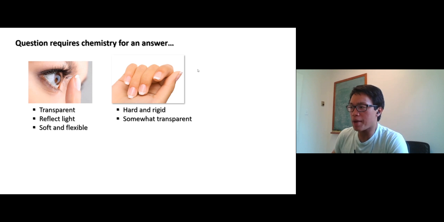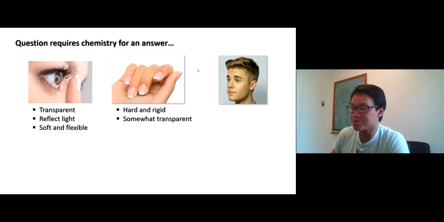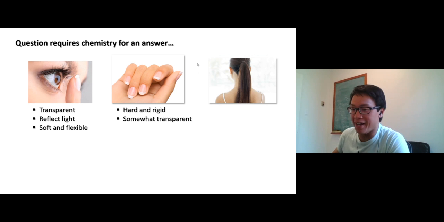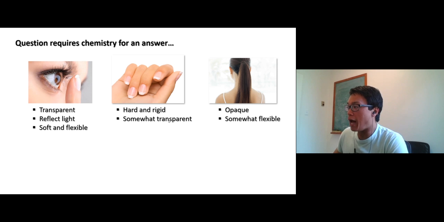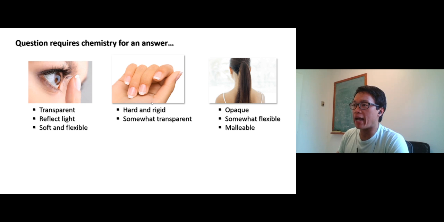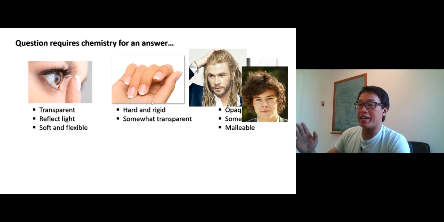Somewhat transparent, right? And hair. That's my sense of humor. All right, hair. What's the property of hair? Opaque, so light cannot go through it. Somewhat flexible and malleable. You know what malleable means? Malleable, you can hammer it, you can stretch it, you can make it change shape without breaking or cracking it. And you can do a lot of things with hair. You can curl it, you can straighten it.